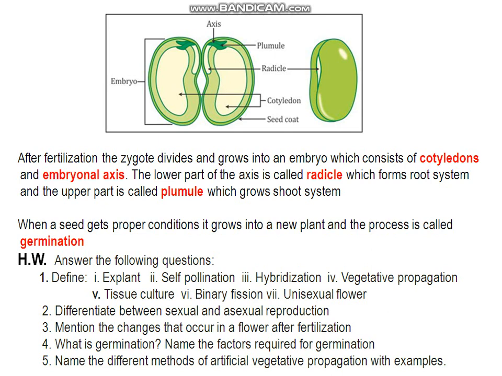Now mention the changes that occur in a flower after fertilization. That means after fertilization what happens to sepal, petal, stamen, carpel, like this. So sepal, petal and stamen wither off or fall off, and ovary enlarges to form fruit, and ovules change into seeds. Then what is germination? It is given here. Name the factors. Just now I told you. Name the different methods of asexual artificial vegetative propagation, that is cutting, grafting, layering, with example. Give one example only.